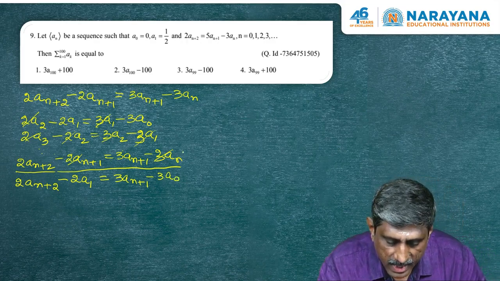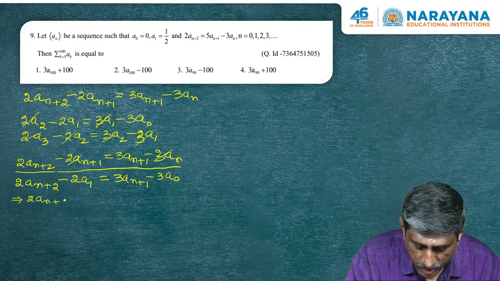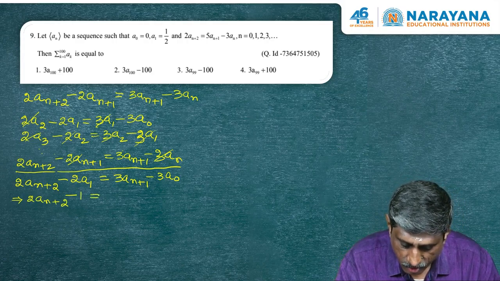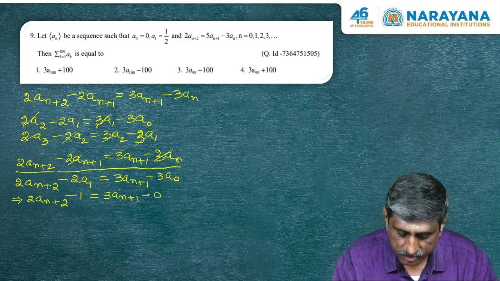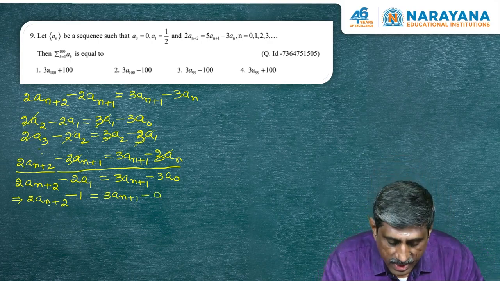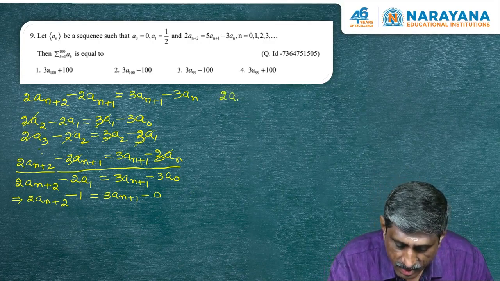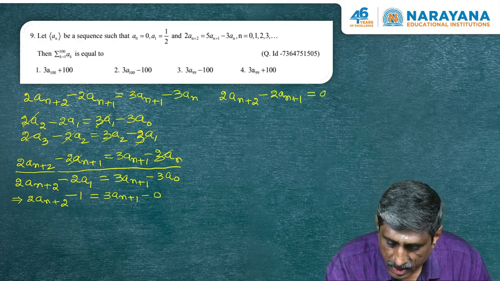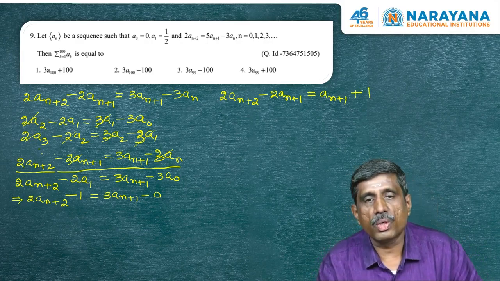When you put the values of a_0 and a_1 here, this is 2a_{n+2} − 2a_1, where a_1 is 1/2, therefore 1 = 3a_{n+1} − 0. Here I am going to apply the same procedure again. I will just write here: 2a_{n+2} − 2a_{n+1} = a_{n+1}, I will keep it as it is, and that minus 1 I will bring to the right hand side, it is going to become plus 1.